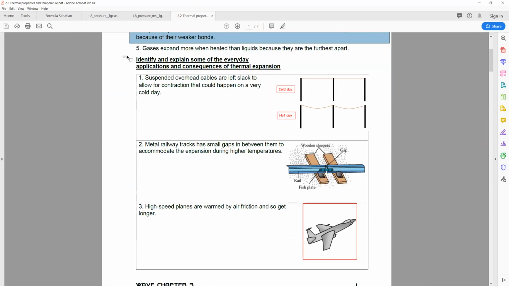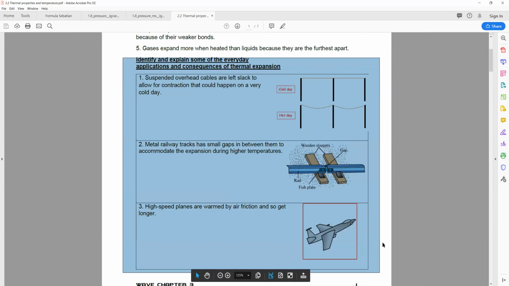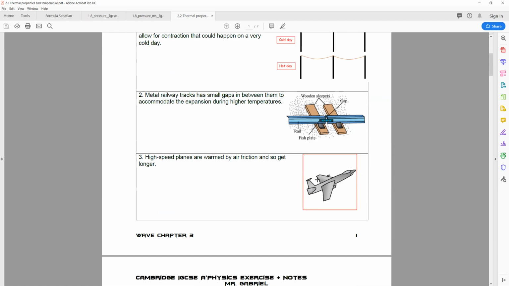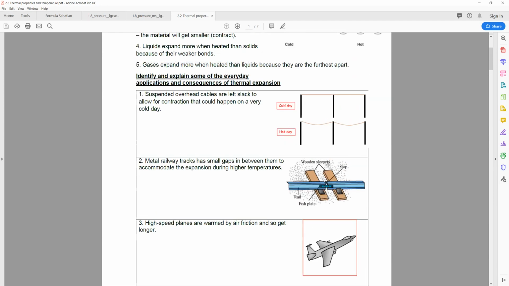We're going to identify the applications of why most of the time you'll see that the high tension cables are always in a slanted manner. Why are there gaps in between the railway tracks, and why are there gaps in between the wings of an aeroplane that's flying at a super high speed?